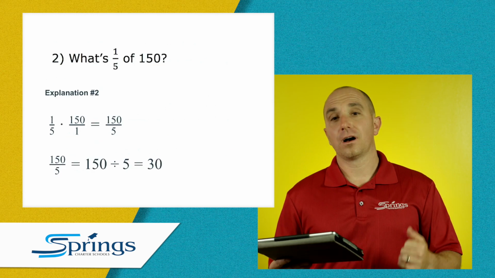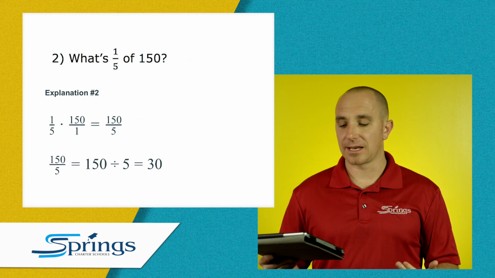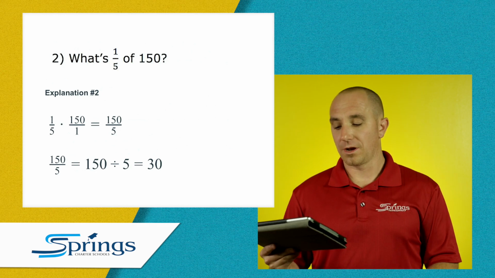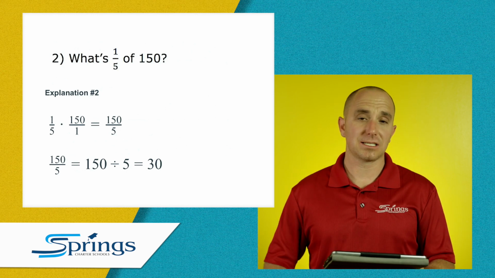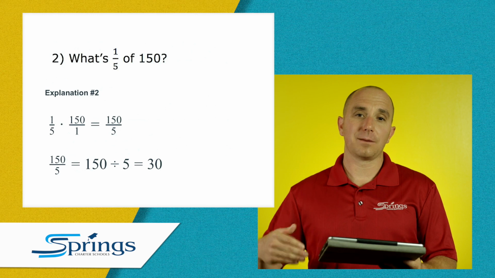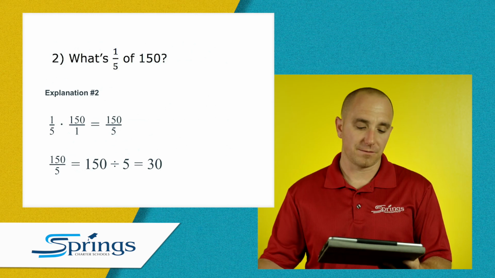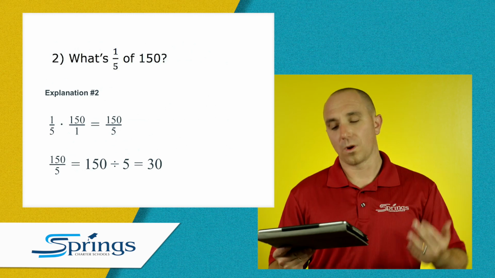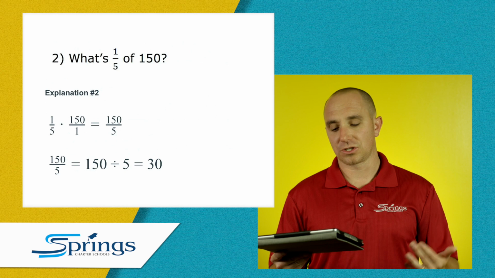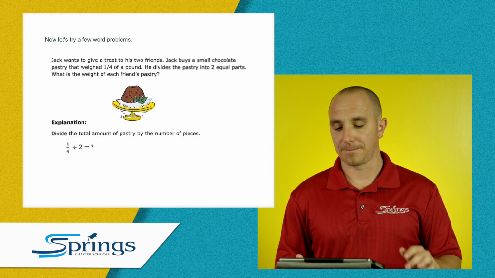What's 1/5 of 150? Again, I think the easiest way is just to set it up. Of course, you can divide 150 by 5, and that's essentially what we're going to do, but to keep things consistent, you put 1/5 times 150 over 1. 1 times 150 is 150, 5 times 1 is 5, and then you're going back to 150 divided by 5, which is 30, because 15 divided by 5 is 3, and then you'd have the 0 coming along for the ride.